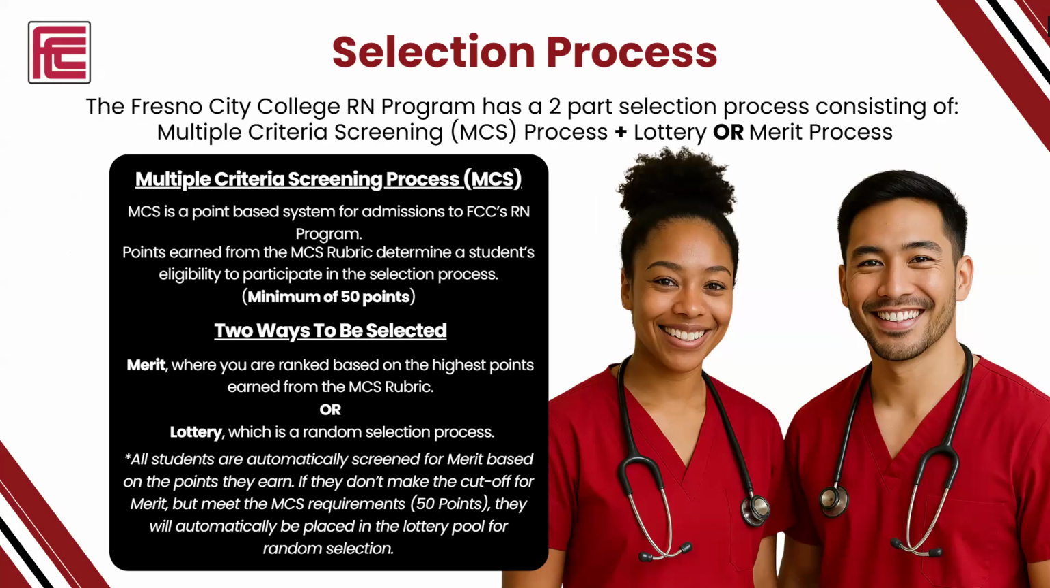Those with the highest points may be selected through the merit process, while others who meet the 50 points threshold are automatically placed into the lottery pool for random selection. The system ensures a fair and transparent process for all applicants. All students are automatically screened for merit-based selection, and if they don't make the cutoff for merit, they will automatically go into the lottery pool.